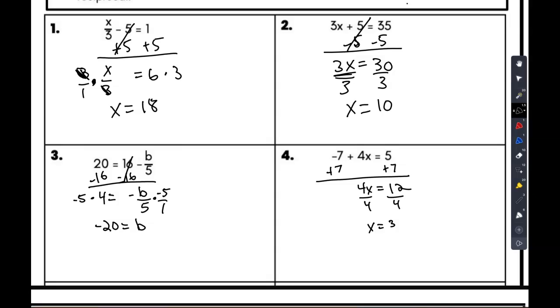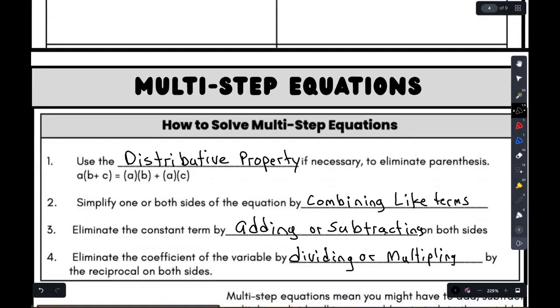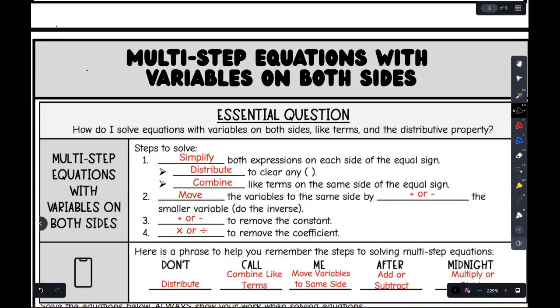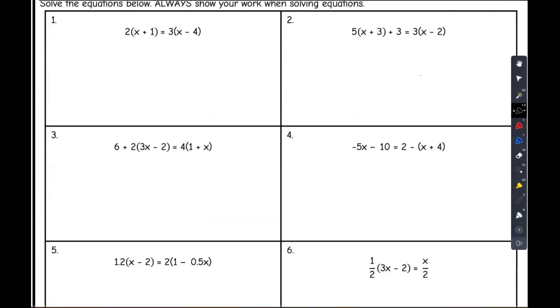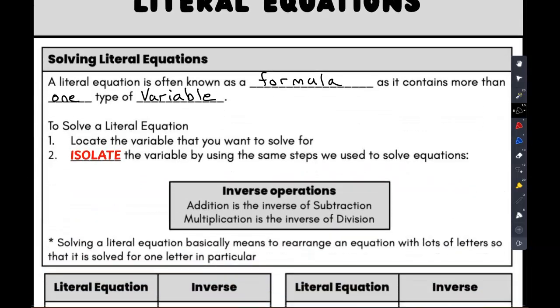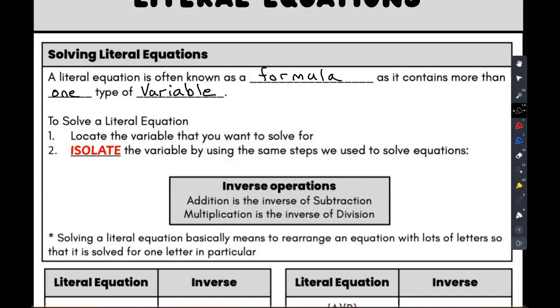Alright, let's take a look at one more thing. Alright, so we got multi-step equations, and we got multi-step equations with variables on both sides. But what I want to work with right now is literal equations. Okay, so literal equations. A literal equation is often known as a formula, as it contains more than one variable. It contains more than one type of variable, I should say.